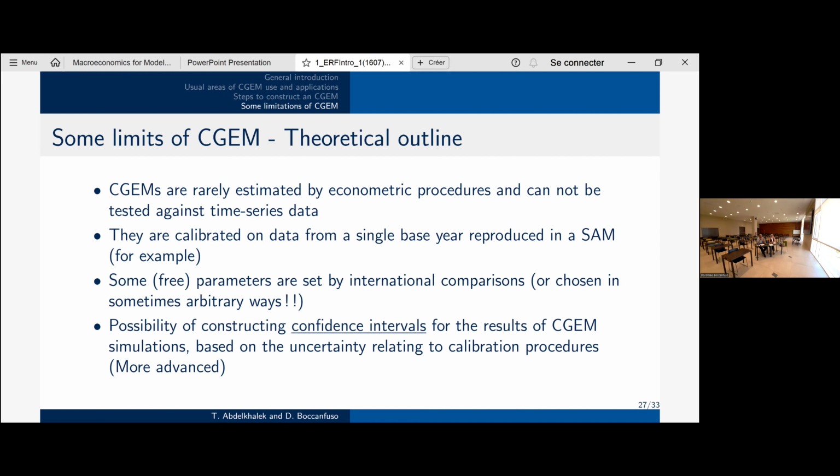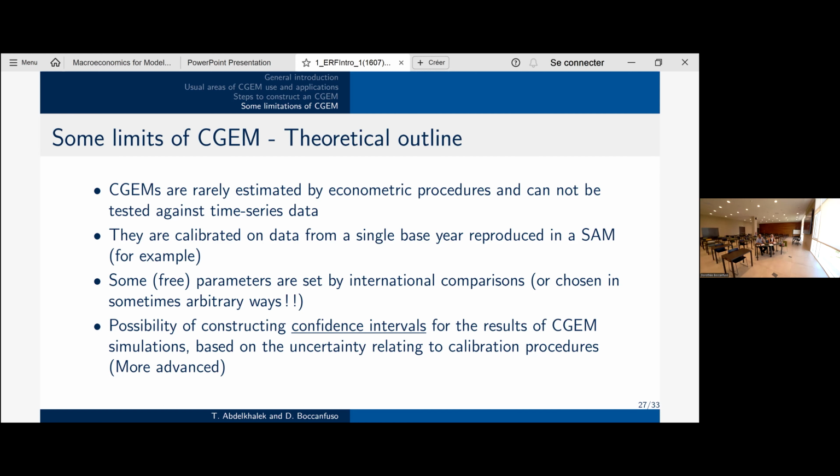The first one, from the question before, is exactly that CGE models are not estimated by econometric procedure. And to be honest, this is exactly the window I came through into CGE modeling, because my thesis is done exactly on econometric analysis of a CGE model, a statistical inference of a CGE model. But this is a weakness. And as researchers, we have to improve the CGE model with new approaches. So what you have to know is that a CGE model cannot be tested against time series data.